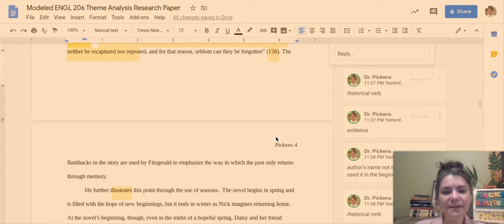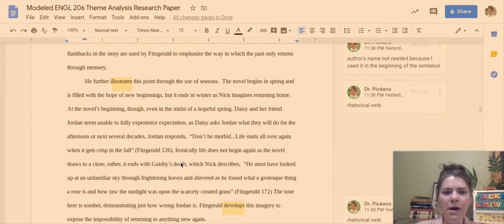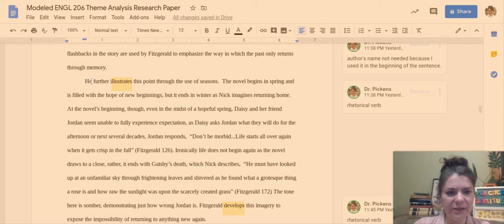The flashbacks of the story are used by Fitzgerald to emphasize the way in which the past only returns through memory. Okay, and again, my explanation here is focused on what Fitzgerald's doing. I have a rhetorical verb here to describe what his action is in the text here. Okay, I have "he." I want to change this to Fitzgerald.